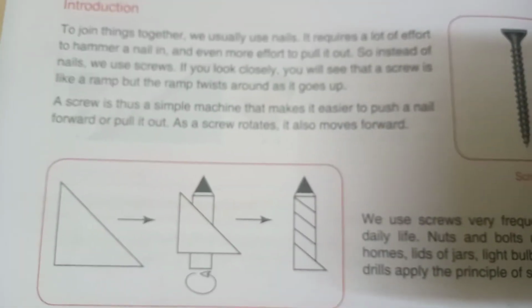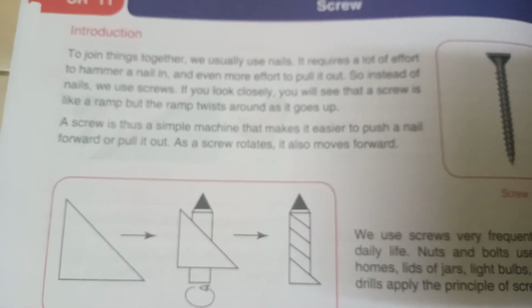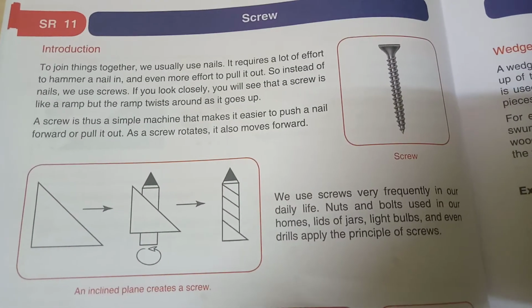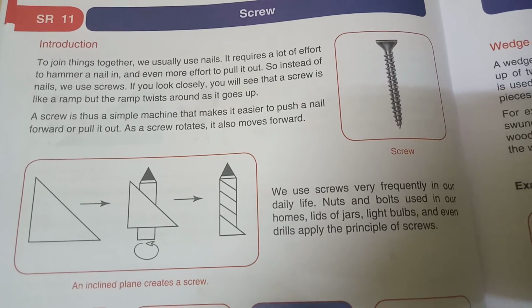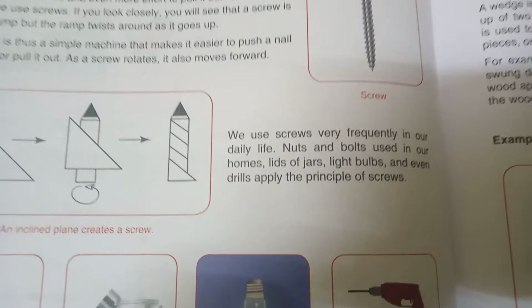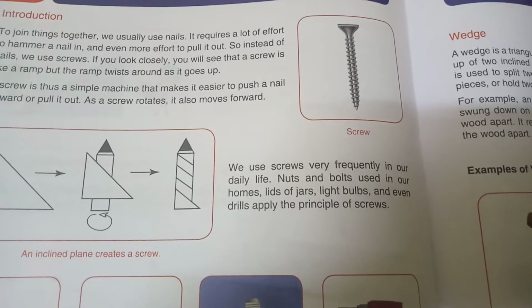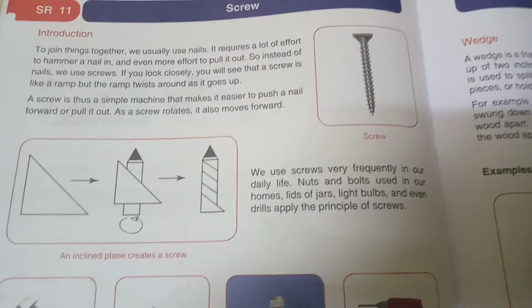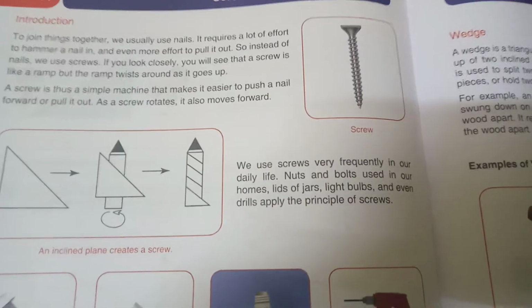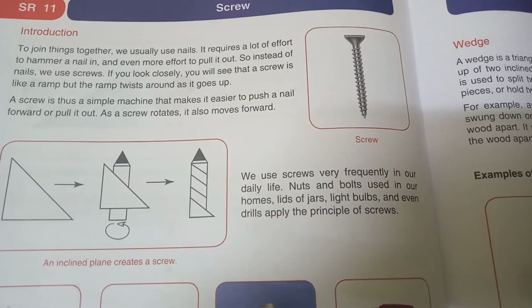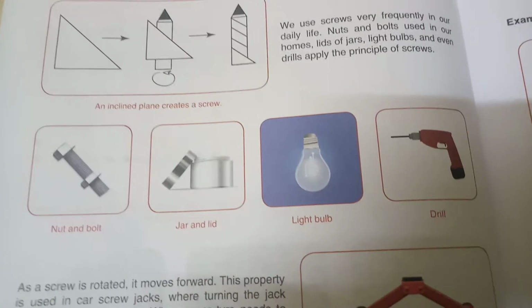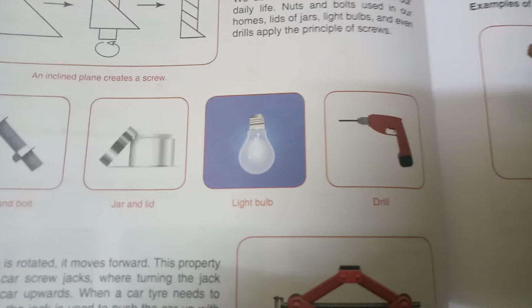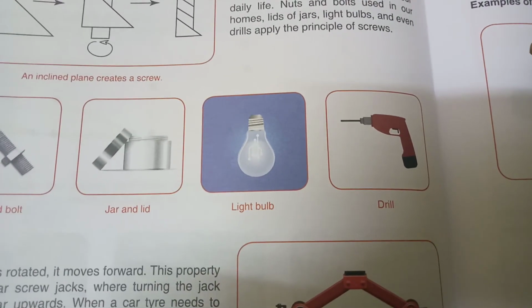Screw. A screw is thus a simple machine that makes it easier to push a nail forward or pull it out. As the screw rotates, it moves forward. We use screws frequently in our daily life. Nuts and bolts used in our home, lids of a jar or bottle, screw-type bulbs. Even drills apply the principle of screw. Nuts and bolts, jar lid, light bulb, drill.